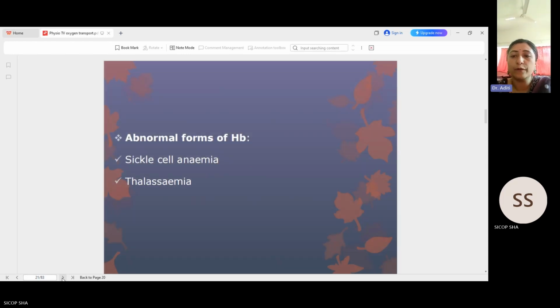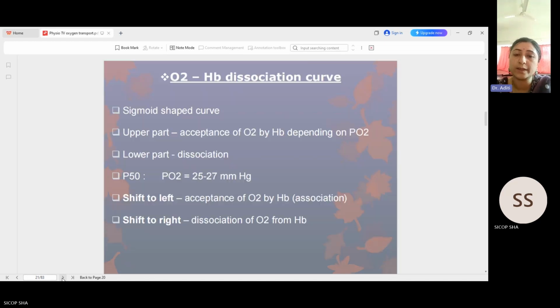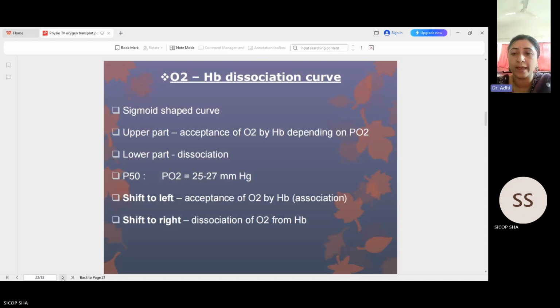So now any abnormal forms of hemoglobin like sickle cell anemia or thalassemia are going to affect the oxygen carrying capacity of the blood, that is, the oxygen carrying capacity of the hemoglobin, and thereby can result in hypoxemia or hypoxia. Okay, now let's discuss the O2 hemoglobin dissociation curve.